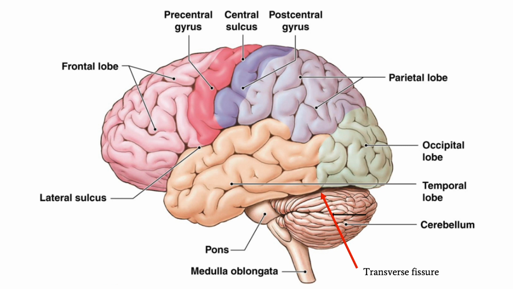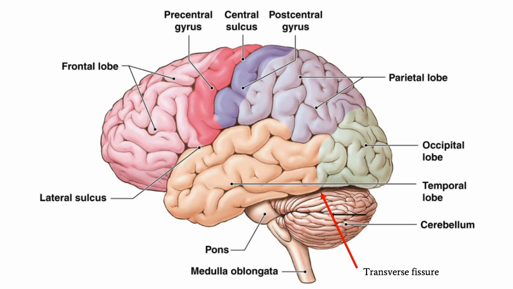Next, we have what's called the precentral gyrus and the postcentral gyrus, and hopefully you can see them in these pictures as they're labeled with different colors. Between those two structures, we have what's called the central sulcus. Next, we have the lateral sulcus, which is kind of that invagination between the frontal lobe and the temporal lobe.